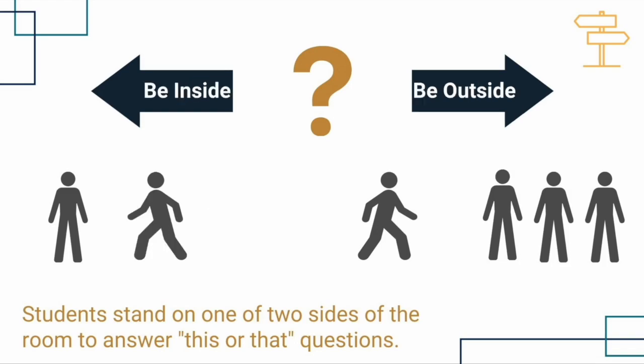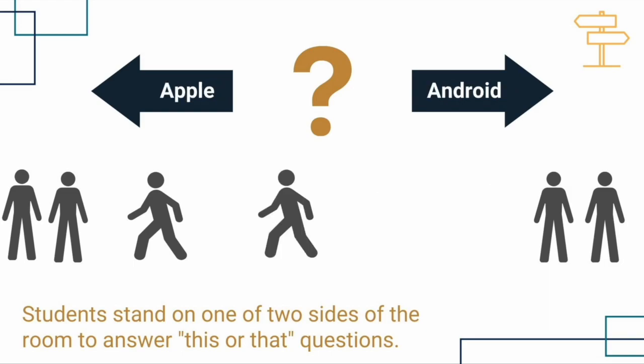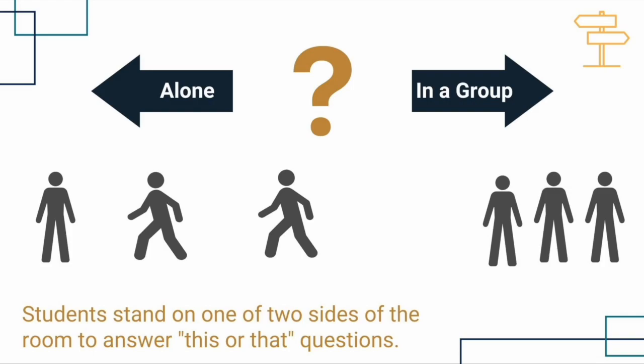For example, you could ask your students, do you prefer to be inside or outside? You could ask, do you prefer Apple or Android? Or you could ask, when doing work at school, do you prefer to work alone or in a group? The nice thing about this strategy is that it allows all your students to answer each question but doesn't take up a lot of class time, and it incorporates movement.